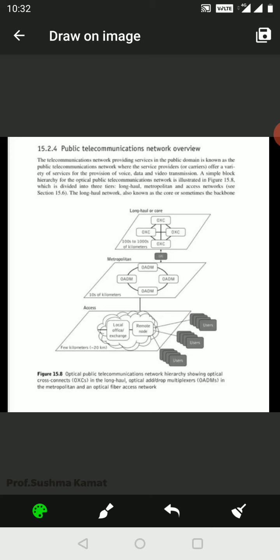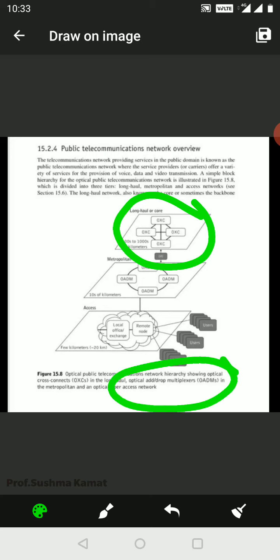So OADM in this picture will be considered as optical add-drop multiplexers. You already have studied this. Optical add-drop multiplexers in short are called OADM, and optical cross connects are called OXC. So this OXC stands for optical cross connects, and the optical add-drop multiplexer is called OADM. I hope you have understood the topic.